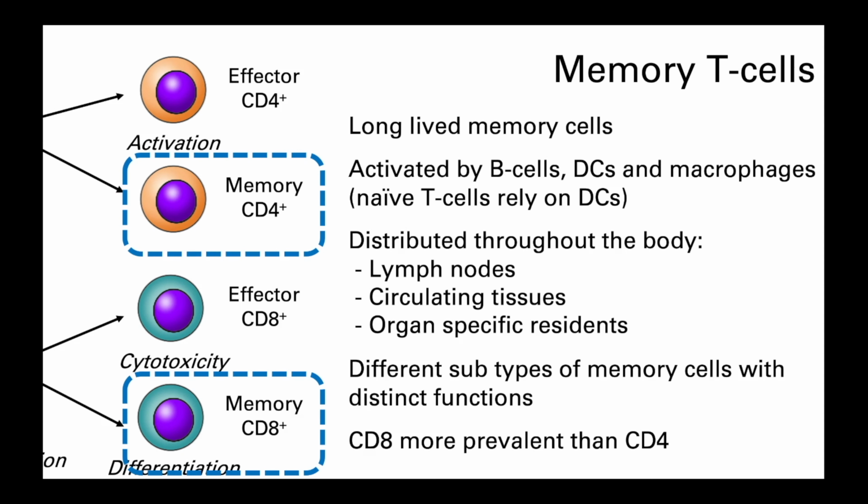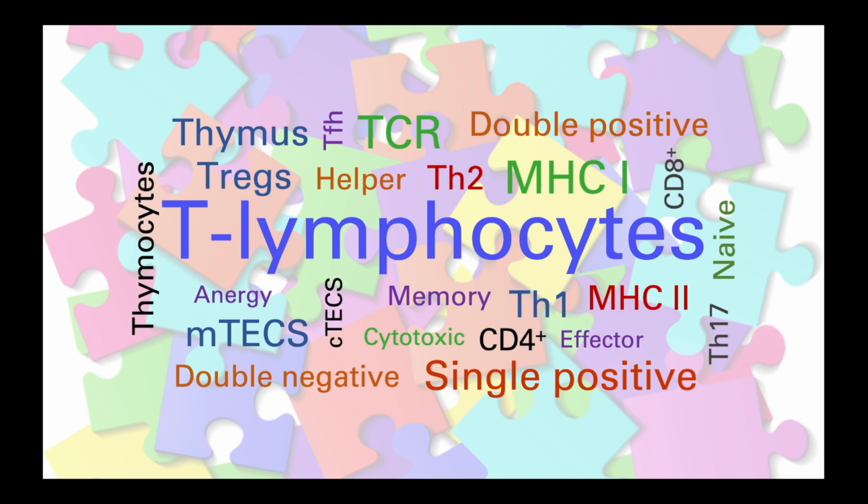That was a more in-depth look at the activation, expansion, and effective functions of T lymphocytes. These cells are central to the adaptive immune system and orchestrate the cellular response. Of course, these cells work in tandem with the B lymphocytes and the humoral response, and that is the topic of the next video.